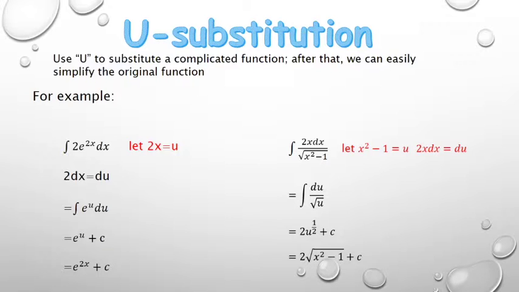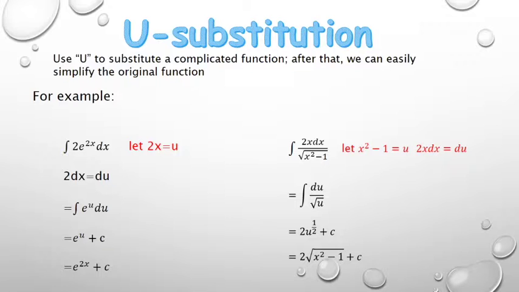And we know that when we integrate e to the power of u, we get e to the power of u plus c. Therefore, the integration of e to the power of u du equals e to the power of u plus c. And of course, we have to substitute back 2x equals u, and it becomes e to the power of 2x plus c.